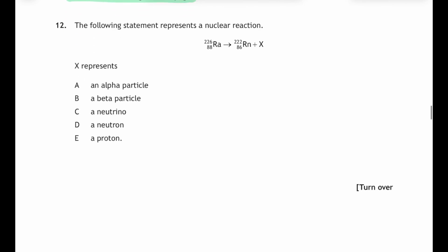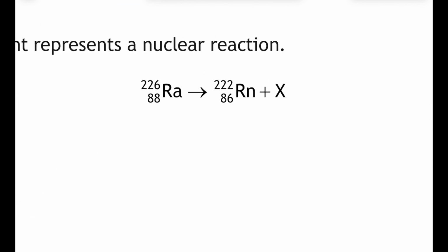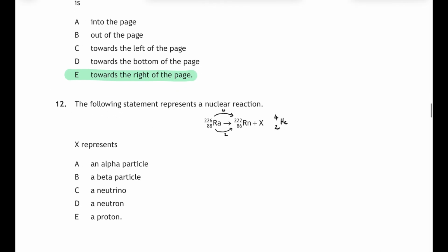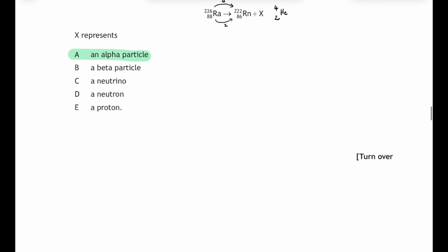Okay, moving on. Question 12. The following statement represents a nuclear reaction, and we have to identify what X represents. So if we zoom in on this, and we go from left to right, then you can see we're losing 4 particles from the top. We're losing 2 from the bottom. So X must be a nucleus with 4 particles, 2 of which are protons, and that is a helium nucleus. And a helium nucleus is the same as an alpha particle. So that's answer A. Question 12, A.